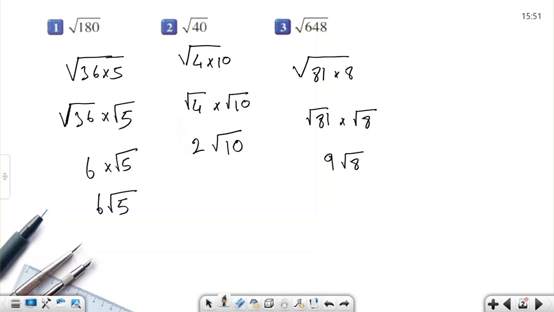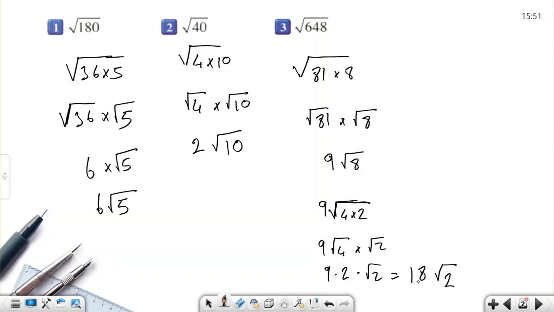But 8, I told you, in simplest form, inside the square root we don't need any perfect square factor. 8 is equal to 4 times 2, so I can continue the same idea. It's equal to square root of 4 multiplied by square root of 2. Square root of 4 is 2, so 9 times 2 times square root of 2. What is 9 times 2? 18 square root of 2.